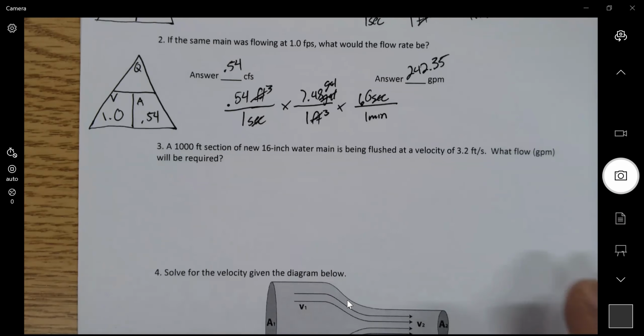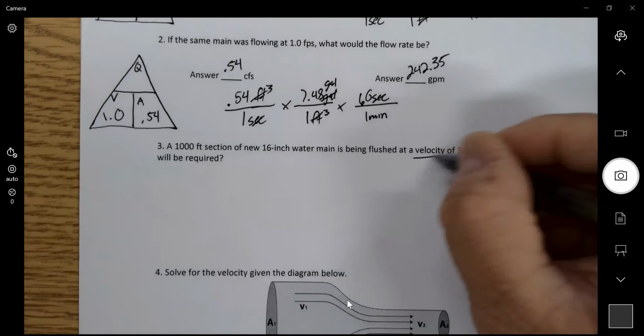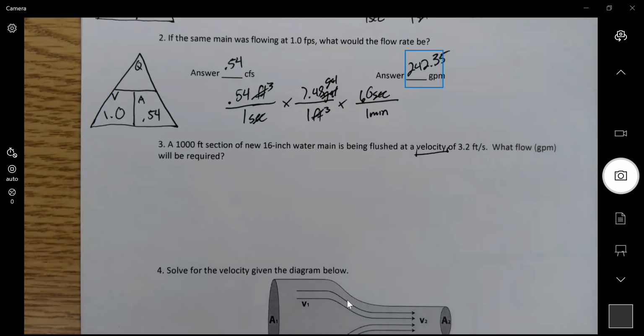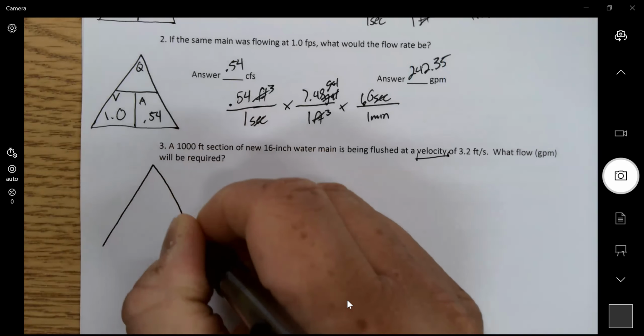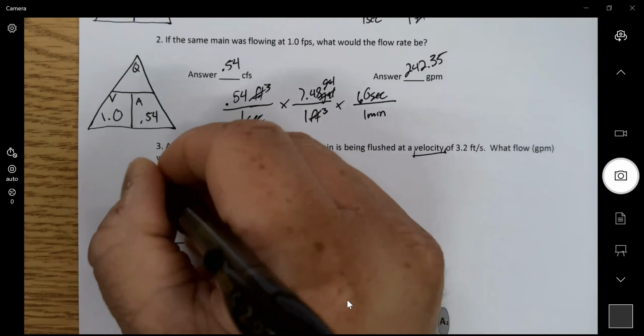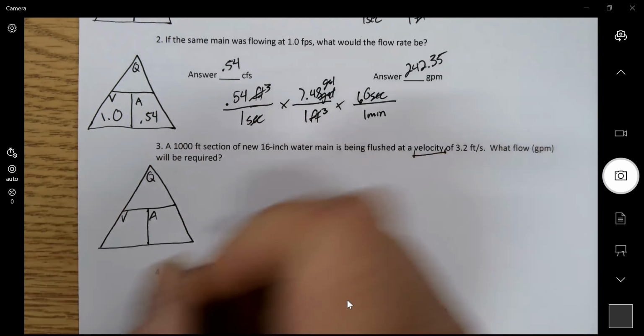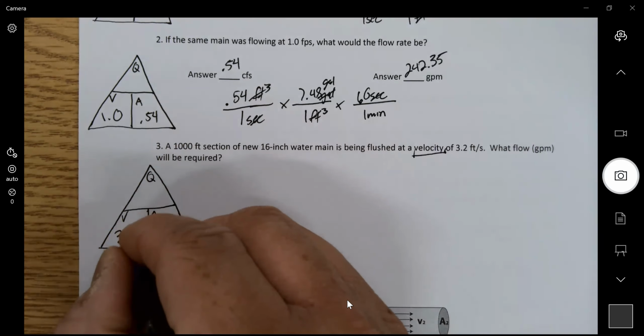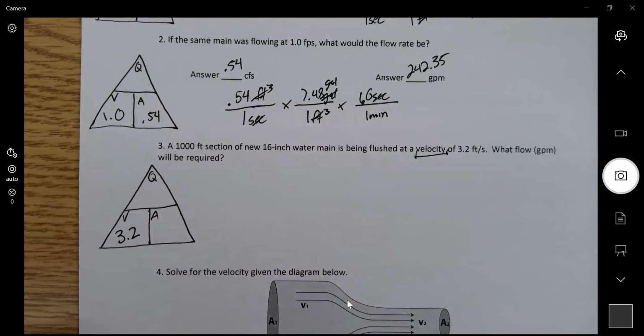All right. A 1,000-foot section of new 16-inch water main is being flushed at a velocity of 3.2 feet per second. What flow in gallons per minute will be required to do this? So my first question to you is, what type of question is this? I know it's kind of a dead giveaway. We're in the continuity equation section, so that's what I would hope it is, right? But the word velocity here indicates that it is continuity. So let's do our continuity triangle here. V, A, and Q up here. My velocity, I already know, is 3.2. So I'm going to go ahead and write that in there.